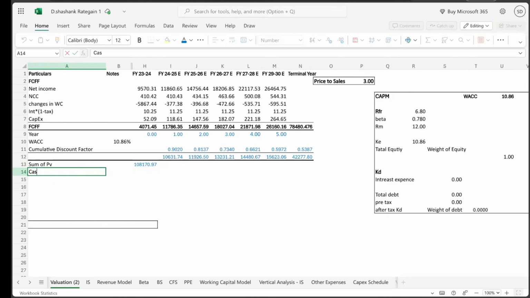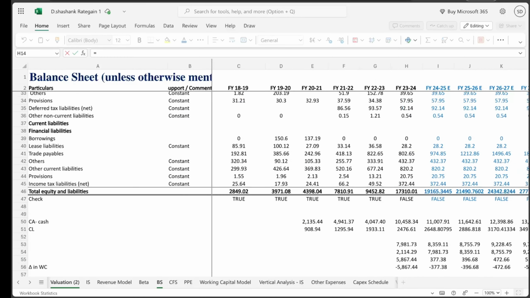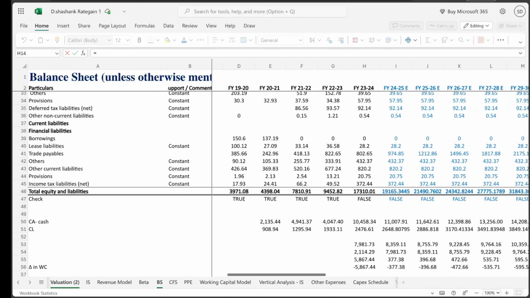Then cash and cash equivalents. You know that we have to subtract cash from the value, because the rationale behind it is that in equity value the cash is already there. The company is public, so people know that this company holds this much cash, so the cash is already factored into the current equity value of the company. That's why we remove cash.